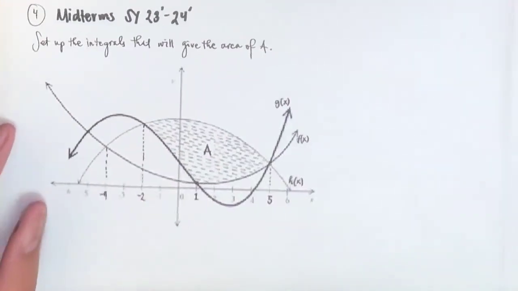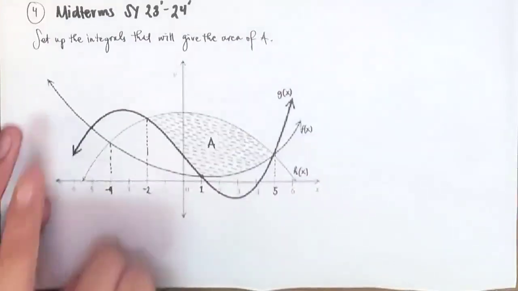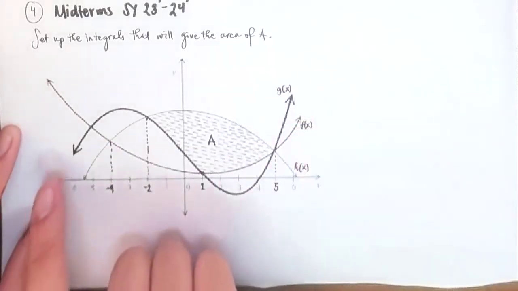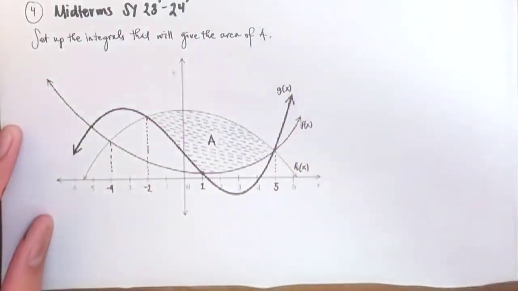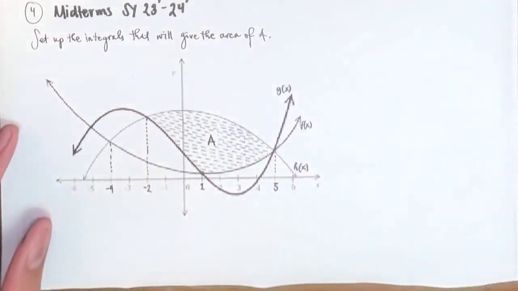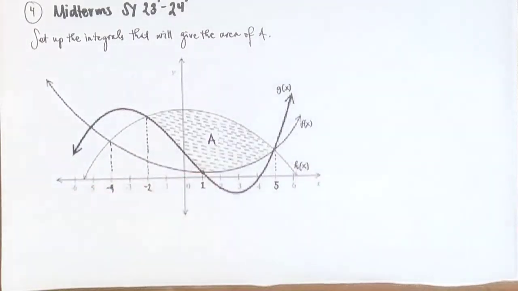So you have three functions here. You have f of x here, this one. So that's f of x. You have g of x here, that looks like this. And you have h of x that looks like this. Okay. Now, how would we set up this integral right here, A?